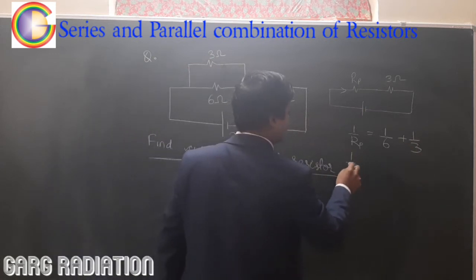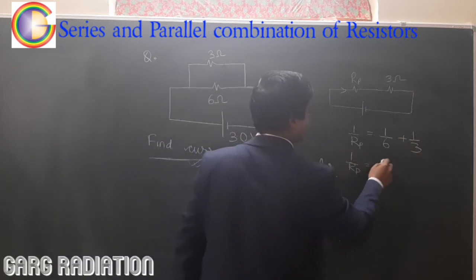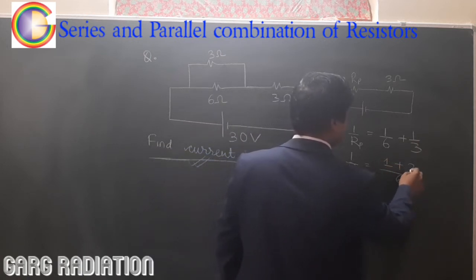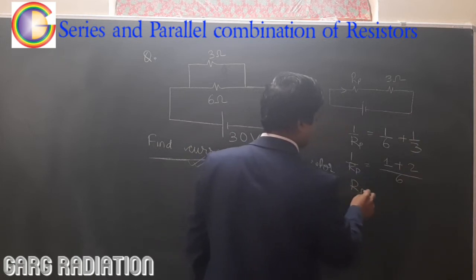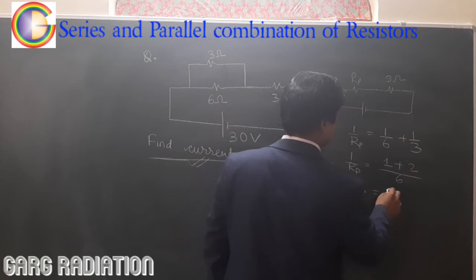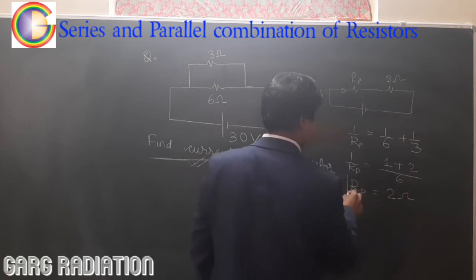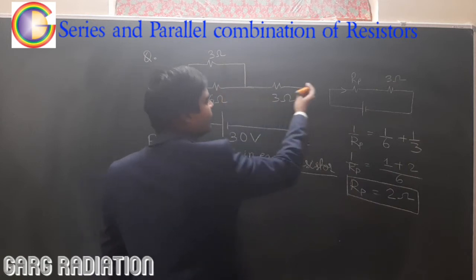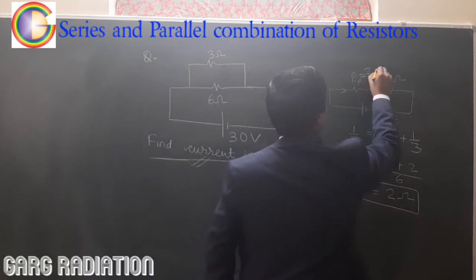So what do we get 1 by Rp as? 1 by Rp we get as, the LCM is 6, 1 plus 2, and hence Rp you get as 6 by 3, which is 2 ohm. So basically these two give you an equivalent of 2 ohm.